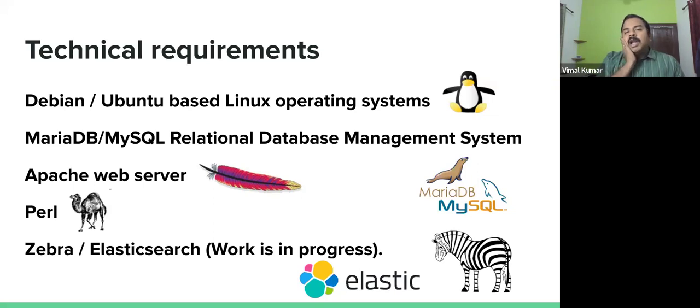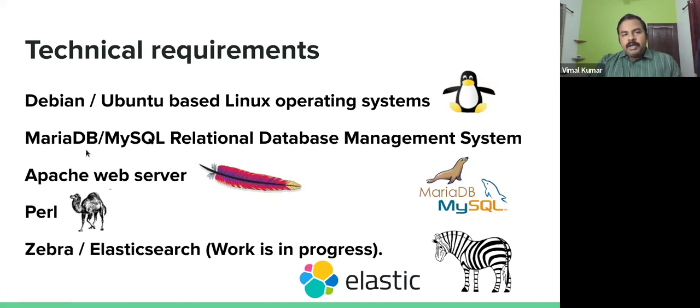See, what are the technical requirements to install Koha? First, we need a Linux-based operating system, either Debian or Ubuntu. Lot of other Linux-based operating systems are available, but the developers prefer Debian or Ubuntu. The reason is that Debian or Ubuntu is a perfect Linux-based operating system. It's a community-driven operating system. Actually, Ubuntu derived from Debian. Debian is considered a universal Linux-based operating system.